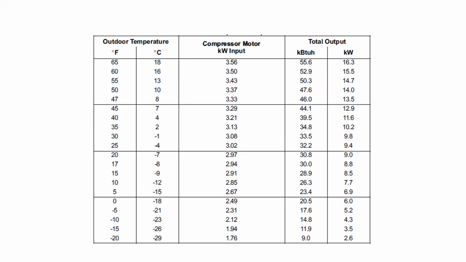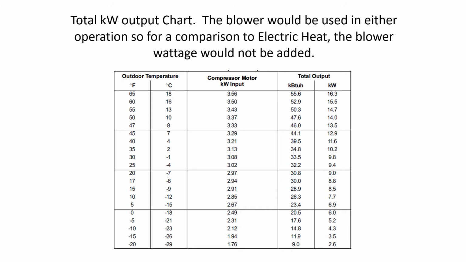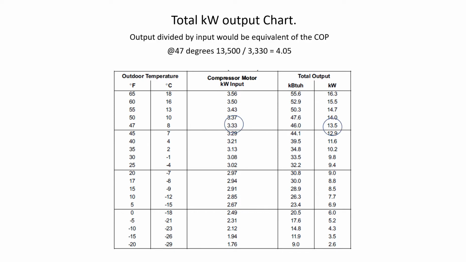We can also see the coefficient of performance appear on the compressor motor kilowatt input. So the total kilowatt output, the blower will be used in either operation, so for the comparison to the electric heat, the blower wattage will not be added. Our total kilowatt output chart shows the output divided by the input is an equivalent of a coefficient of performance. At 47 degrees, 13,500 total kilowatts divided by the 3,330 input will give us a COP of 4.05.